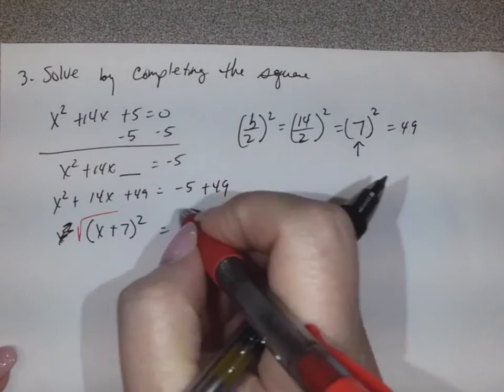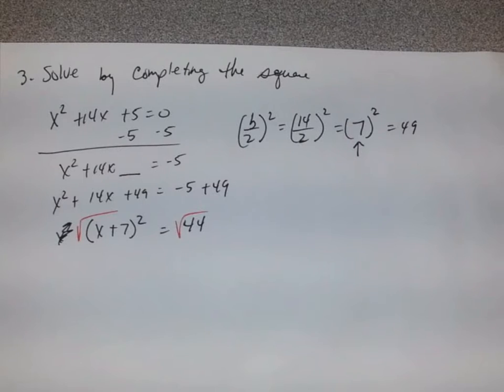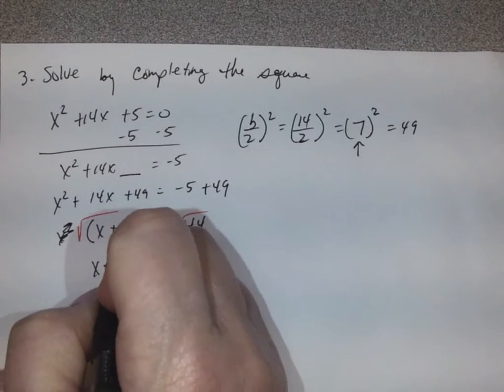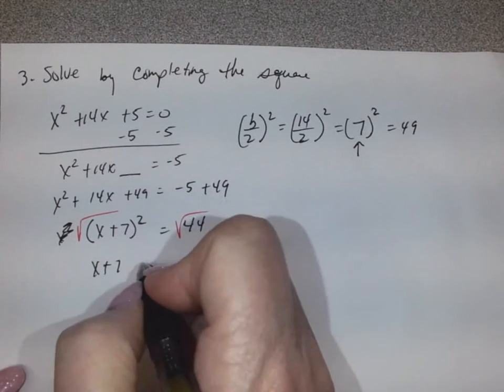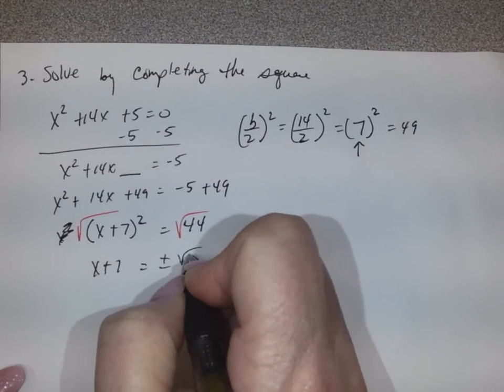Using our square root property, we need to solve for x on this one. So x plus 7, because the square root takes care of the square, equals plus or minus the square root of 44.